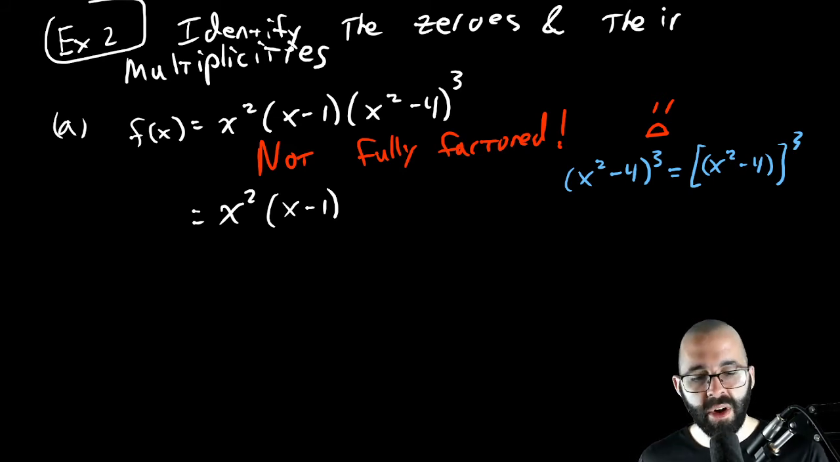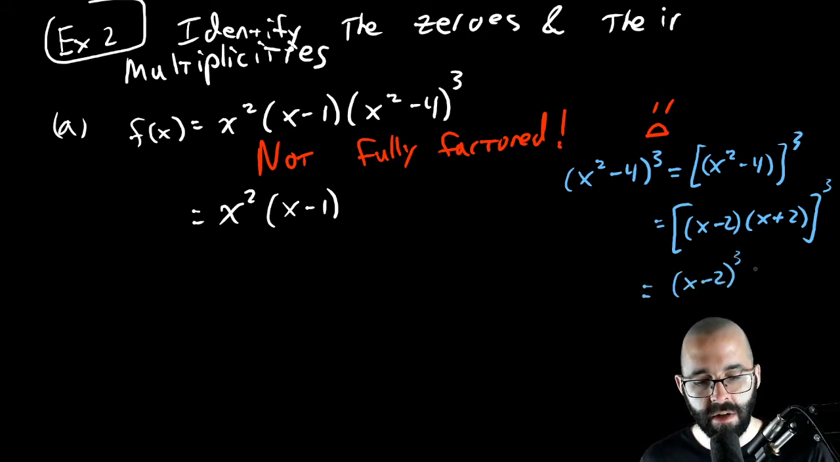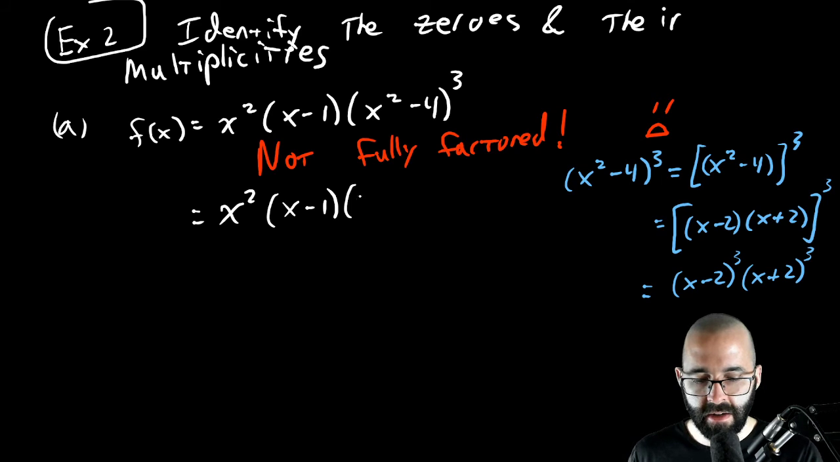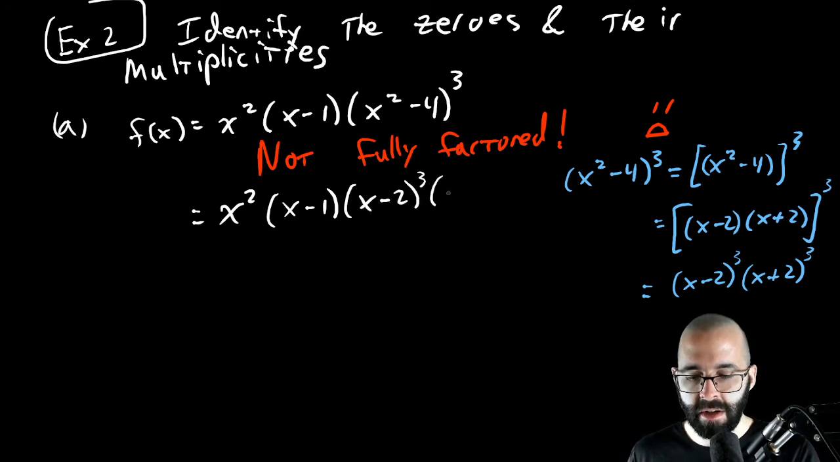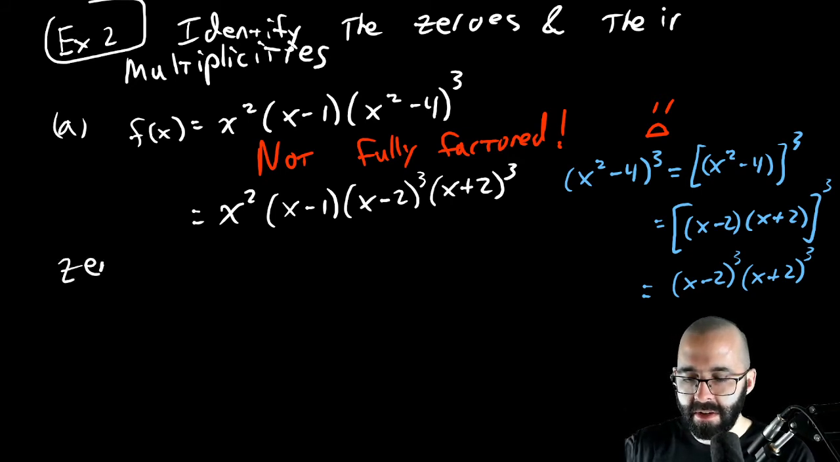So that thing in the parentheses, let's factor that. That's x minus 2 times x plus 2. It's all getting cubed. So that's each thing cubed. And now it's fully factored and in the right form. Okay, so x minus 2 cubed times x plus 2 cubed. Now it's fully factored, so the zeros.